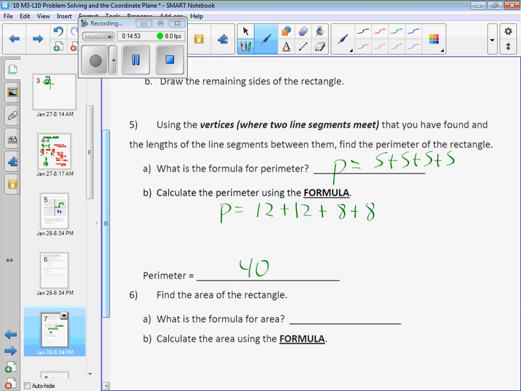Do you know the units that we use? Assuming that I haven't given you any measurements, what do we say? Colin, you know? Not centimeters. I haven't told you anything's in centimeters. I'd have to tell you centimeters. I haven't told you inches. Just units. But not square units for perimeter. Perimeter is just in units.